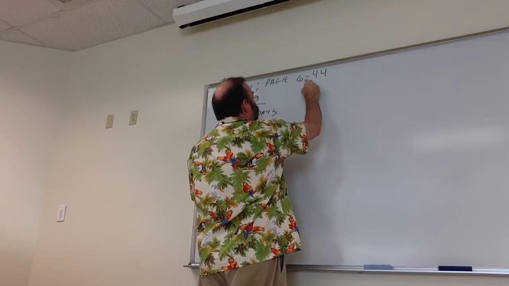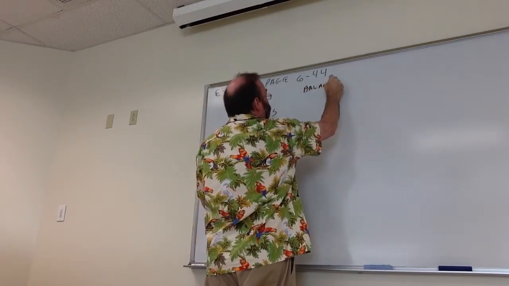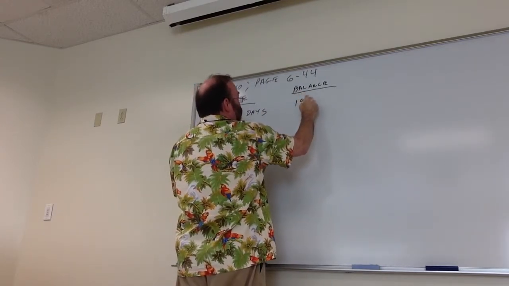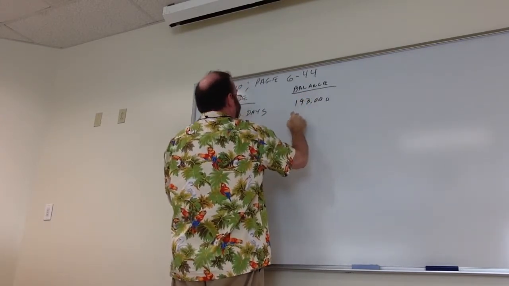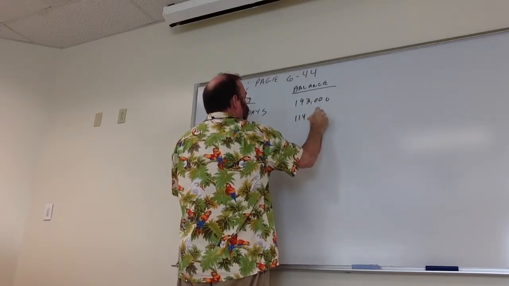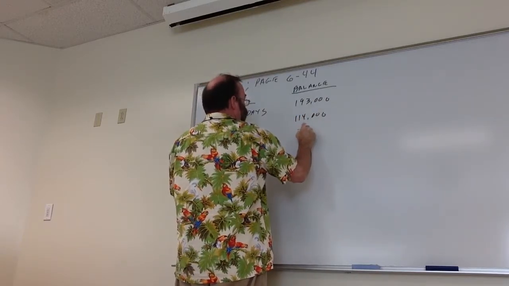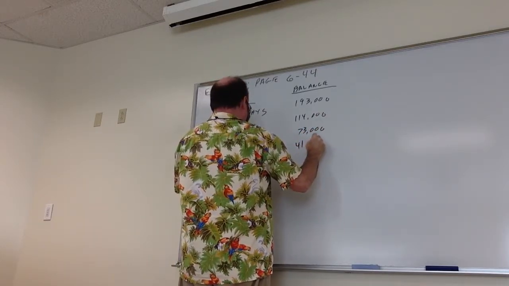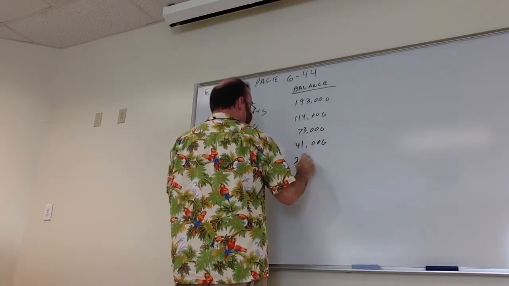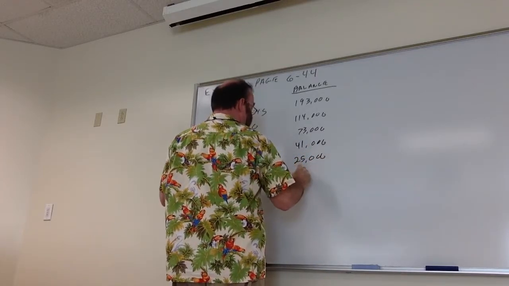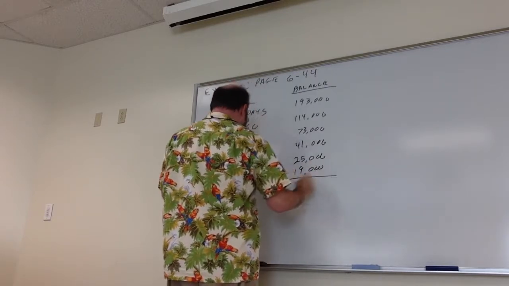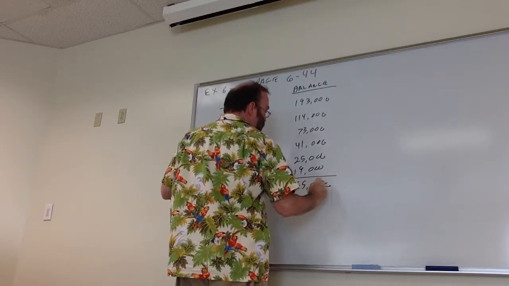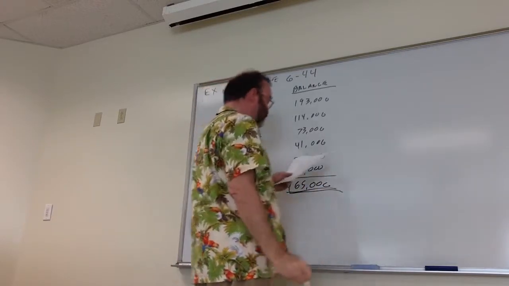The balance in each of these categories, you have 193,000, 114,000, 73,000, 41,000, 25, and 19. And that makes up the 465,000 balance in accounts receivable.